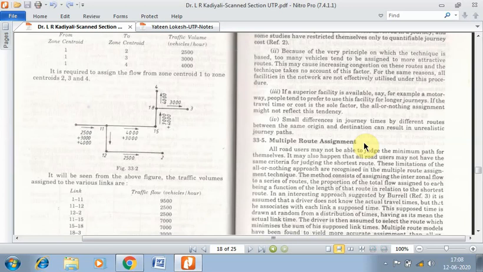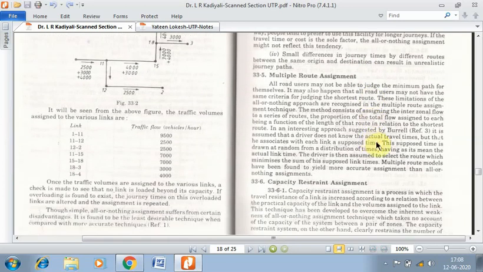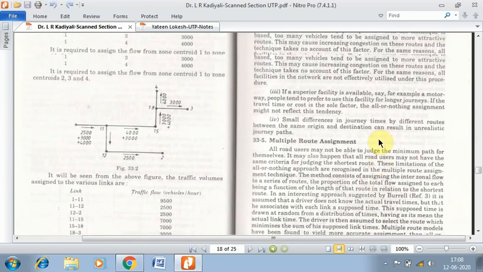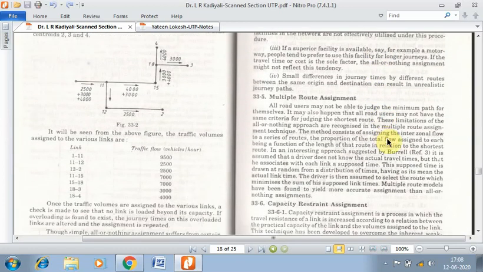So that is a similar kind of disadvantage that we face here in the all or nothing technique. Next, the second popular assignment technique is the multiple route assignment technique. Within this technique, the driver is assumed to select the route which minimizes the sum of all his supposed link times, and the multiple route model has been found to yield more accurate assignments than the previous technique, which is the all or nothing assignment technique.